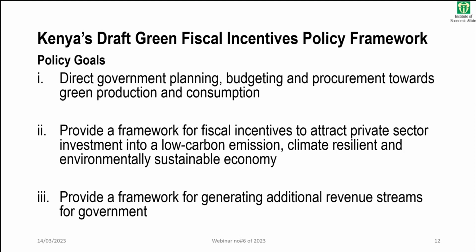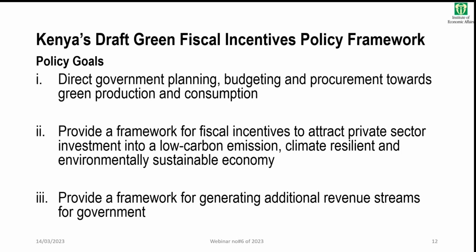So when government published the draft green fiscal incentives policy, we tried to review it. Here are its policy goals. I'm not talking about its policy goals, it's a 54-page document, which is very interesting because the question of carbon tax, which we are discussing today, appears on the very last page. But what I'd like us to do is review its policy goals to see how this fits with carbon taxation or the idea of managing CO2 taxation.